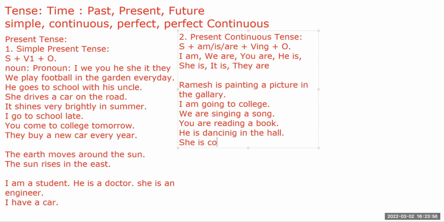She is cooking food. It is raining. They are fighting. Okay, so this way you can practice present continuous also. So I think that that is enough for today.